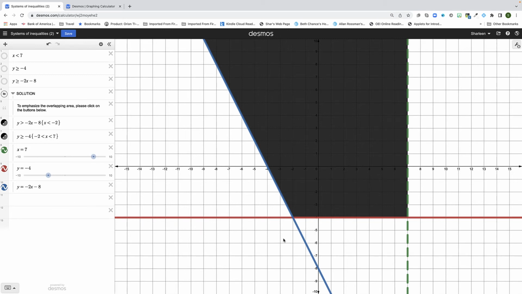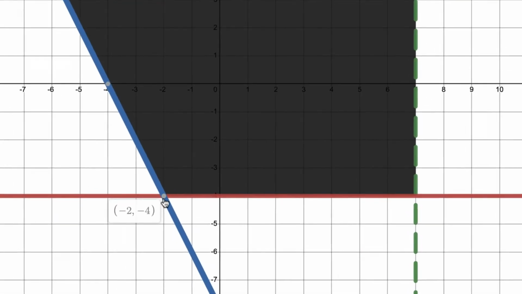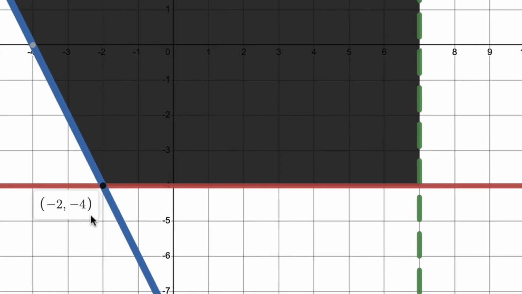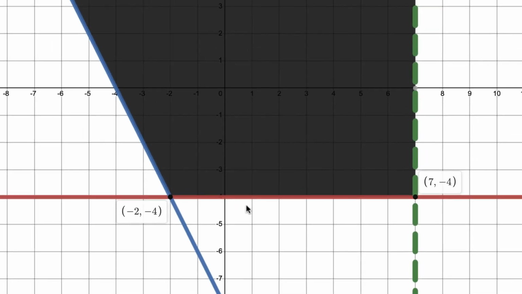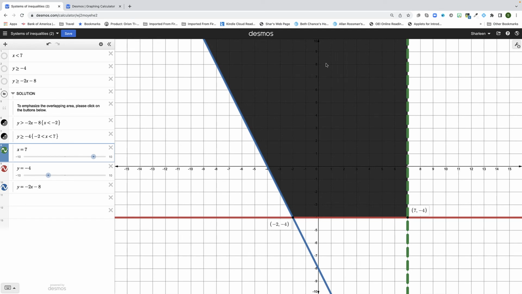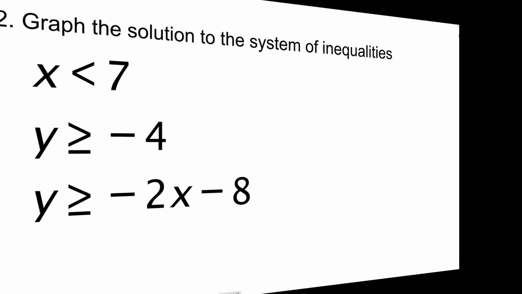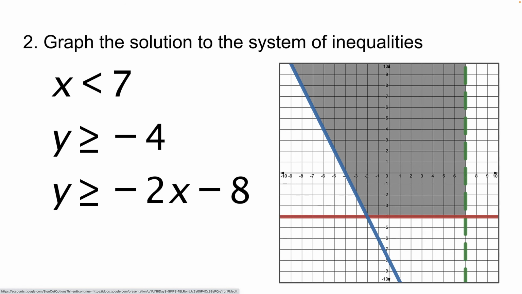If you wanted to, you could also locate the intersection points of these lines by clicking on the point, and Desmos will reveal the coordinates of the intersection point. So you can see this blue line and red line intersect at the point negative 2, negative 4. So this is one of the corners of the shaded area or the solution. And then this green line and red line intersect at the point 7, negative 4. So that's another corner. And then the solution or the shaded area extends infinitely upward. So once again, our final solution is the shaded area in the middle on the upper side of the red line.